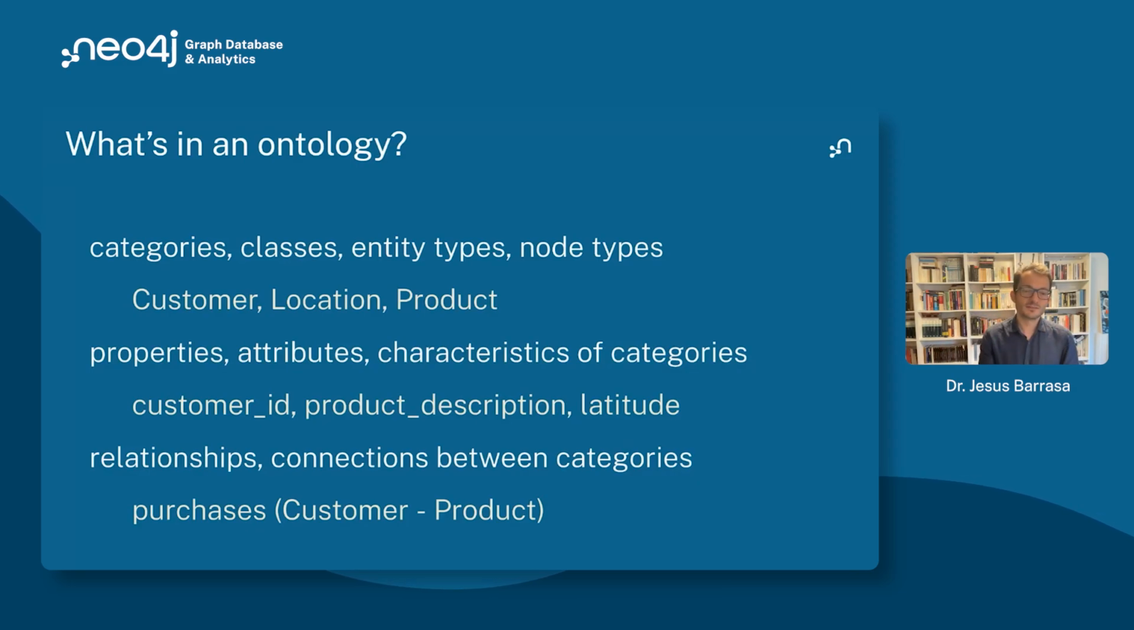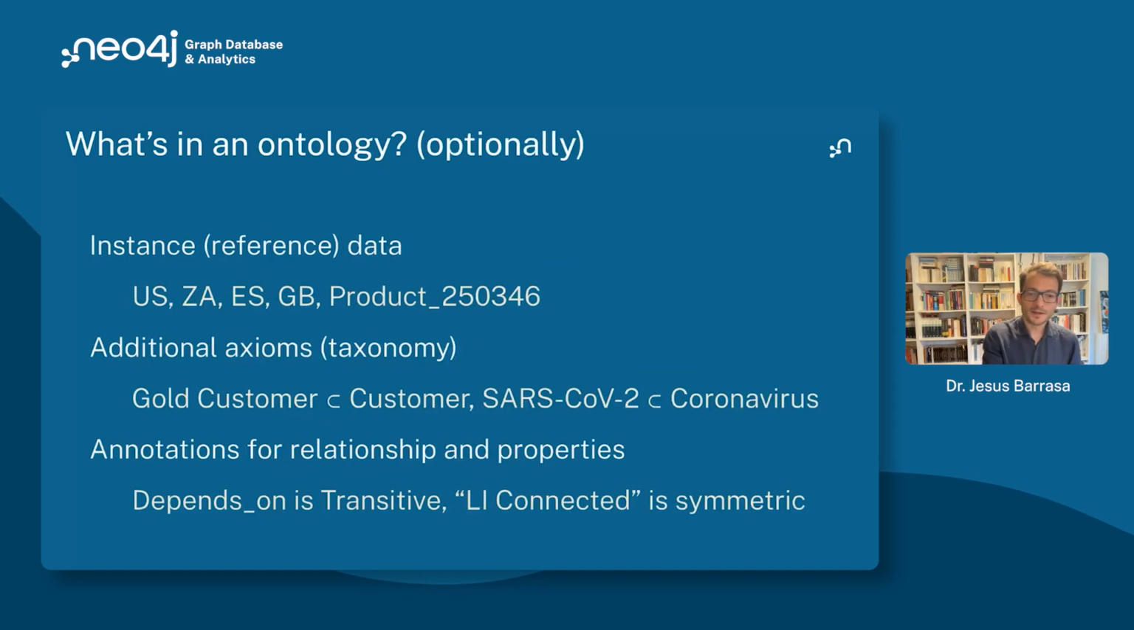So these are the basic primitives that you will find in an ontology. An ontology is a domain description built on these building blocks. Now, it's true that an ontology can be enriched with additional elements, and these can be of different types. For example, we can have instance data.